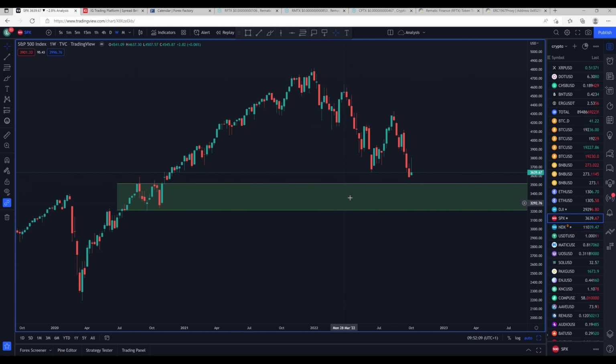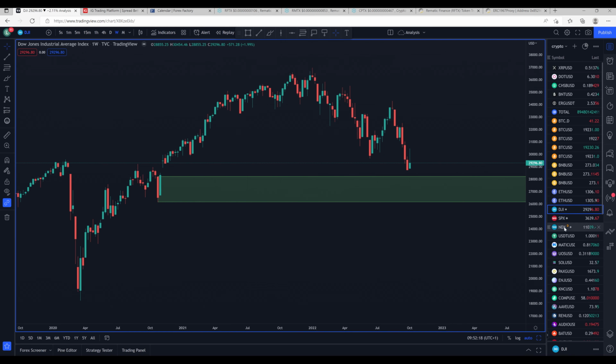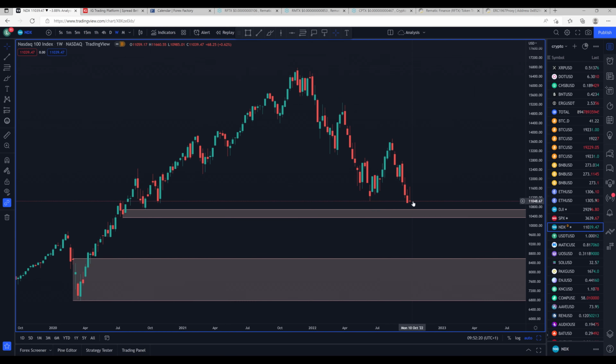And the problem is this: people see one up candle and they think the whole world has changed. You have to look at the entire narrative. We're seeing weakness across the board. This is the Dow Jones. This is the Nasdaq. Tech is weaker.